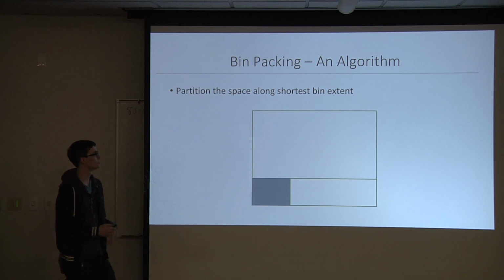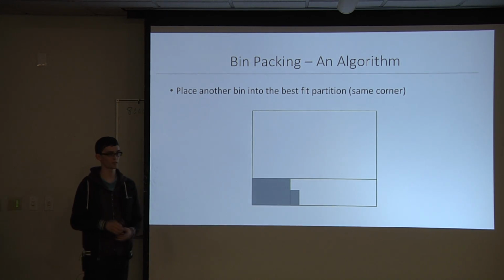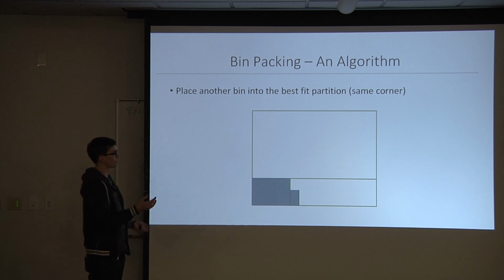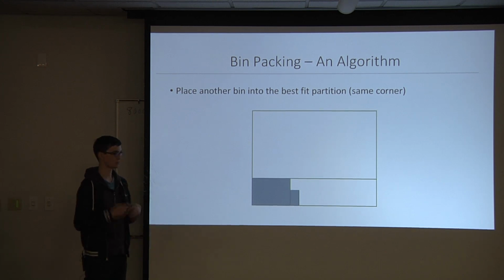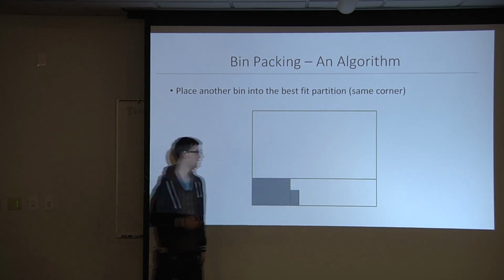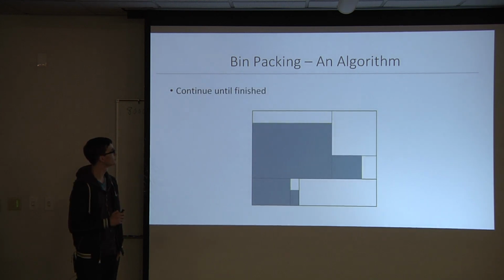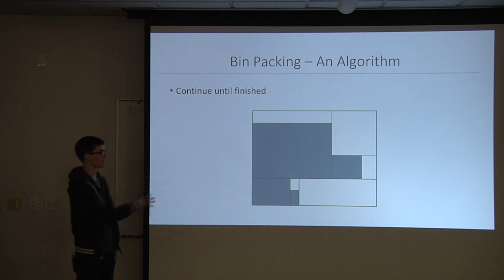So I'm going to go ahead and place another bin in here, and I'm going to use a best fit search. I'm going to find the empty partition that is the smallest that I can fit this new image in. It was that one at the bottom. So now I place it at that location and do the partition step again. Which extent is smaller here, x or y? Clearly the x is smaller, so I partition that slot right there. And this just goes on until you're done and you put all your images in here. You'll have some arbitrary partitions, but you'll get a pretty efficient use of your space, and the algorithm is really simple.